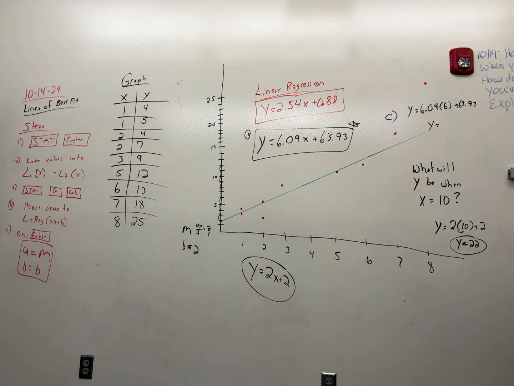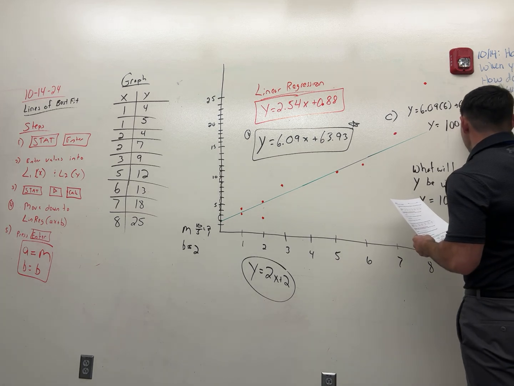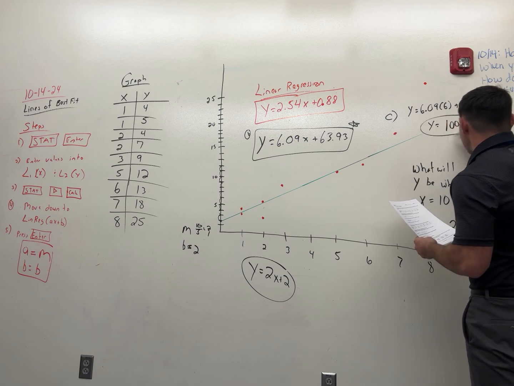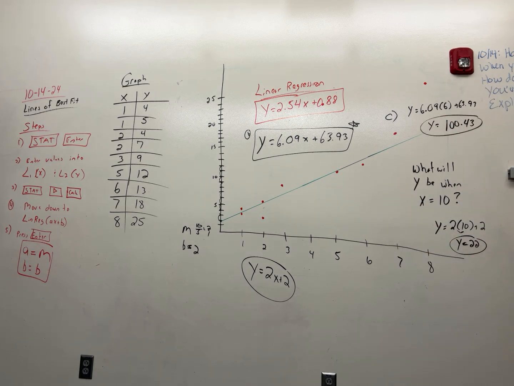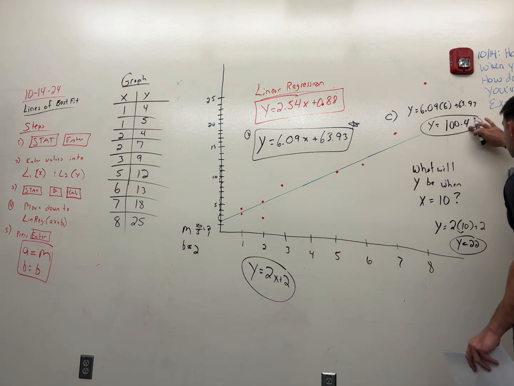Nice. 100.47 is my grade. Everybody still with me? Do you see how we're extrapolating based off of the things that we're given? Why did I get 100.47? I bet I typed it wrong. Because you put in 6.09 times 6 plus 63. I got the same thing. I'm having trouble with my 3's obviously today.